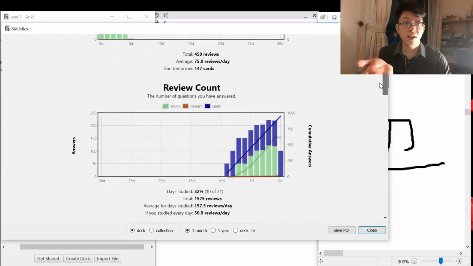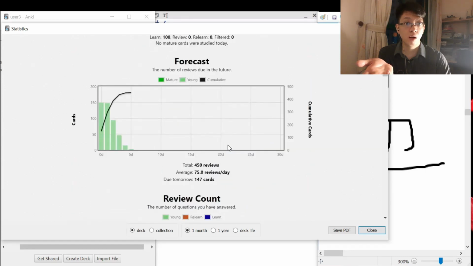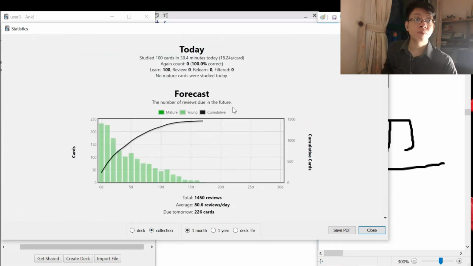Well, for step 2, I guess we don't really have the full 31 days. So yeah, let's go with collection here. Okay, so today we have learned 100 cards, right? So 50 new cards of today and 50 cards from yesterday is 100.